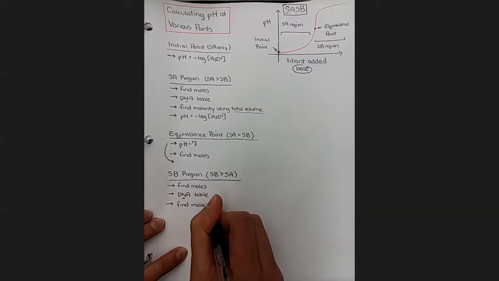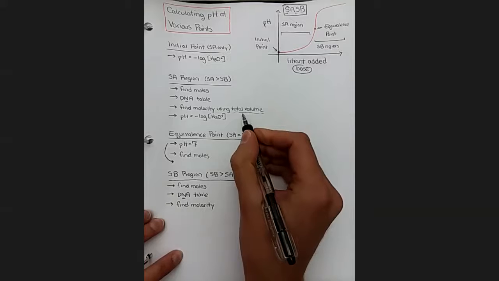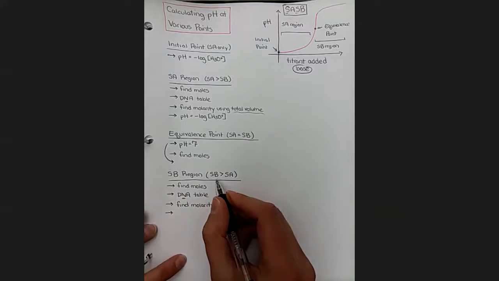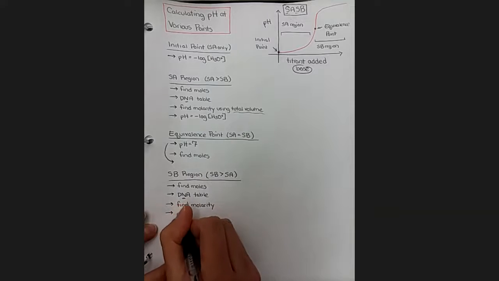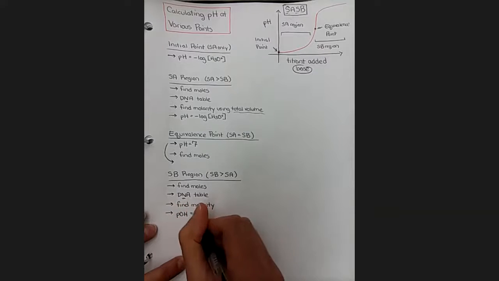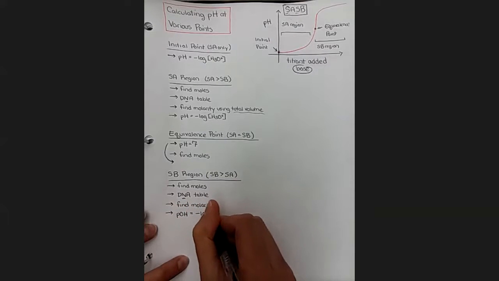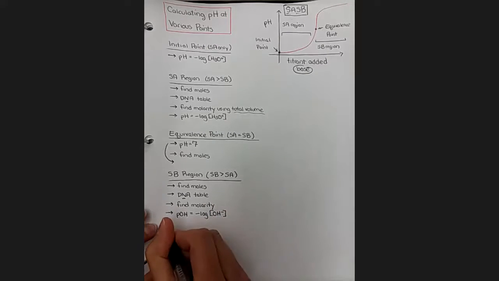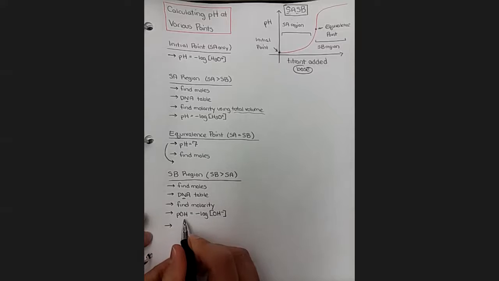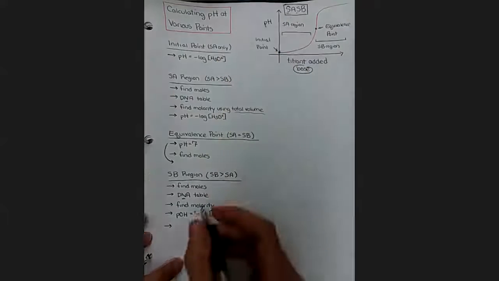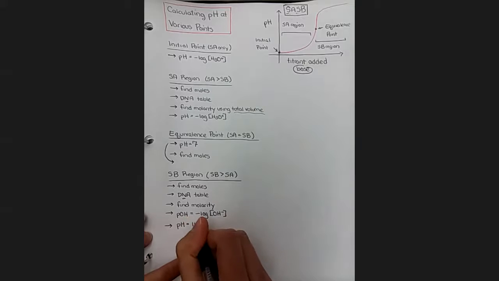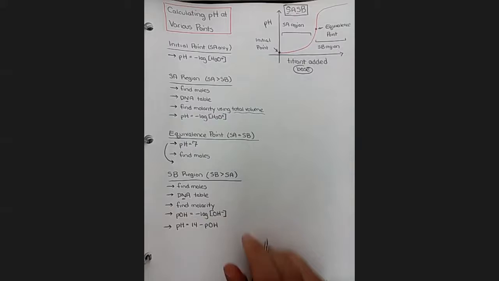So we'll find our molarity using the new total volume, just like before. In this case, since our strong base is in excess, it's easier to find the pOH first, since we already have the concentration of hydroxide. So we can use our new molarity for hydroxide to find the pOH. And then, of course, the question wants to know the pH. So we can convert that from the pOH by taking 14 minus the pOH to find the pH.